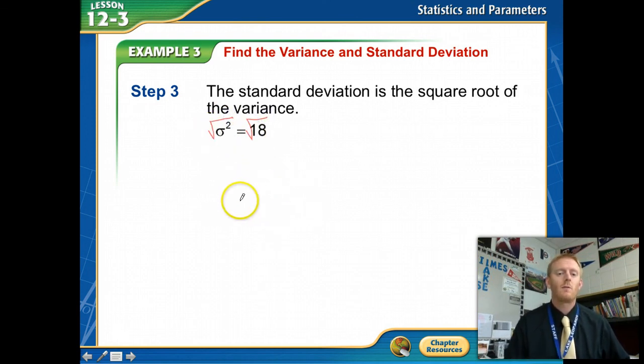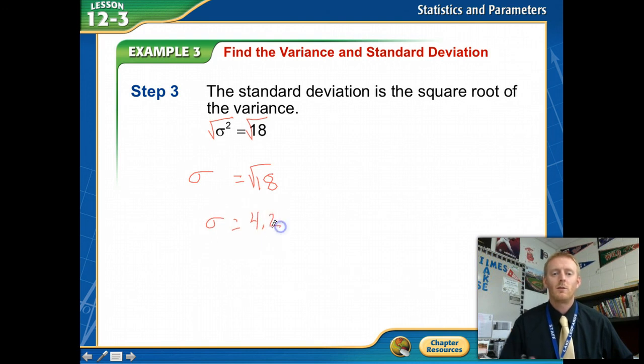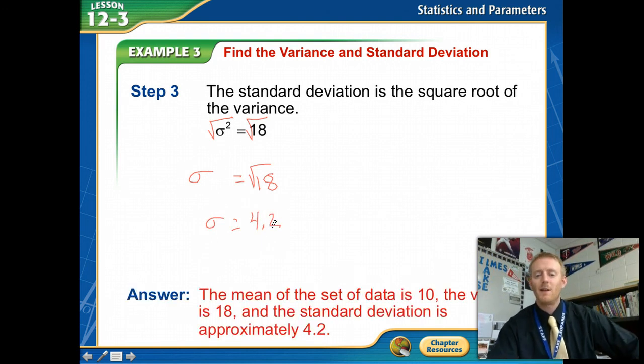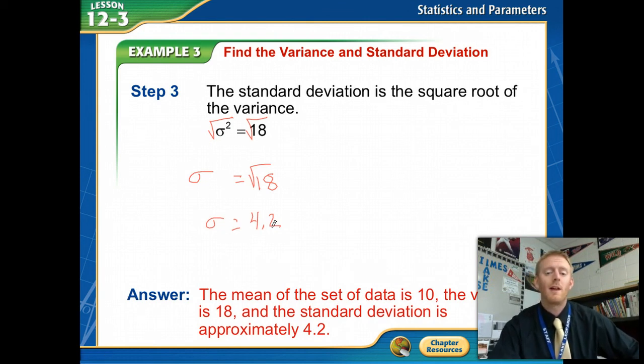When I take the square root of 18, it gives this symbol for standard deviation, which means my standard deviation is going to be 4.2. So when I answer all three of those, the mean is 10, the variance is 18, and the standard deviation is approximately 4.2 when I round to the nearest tenth. So I need to find all three of those.